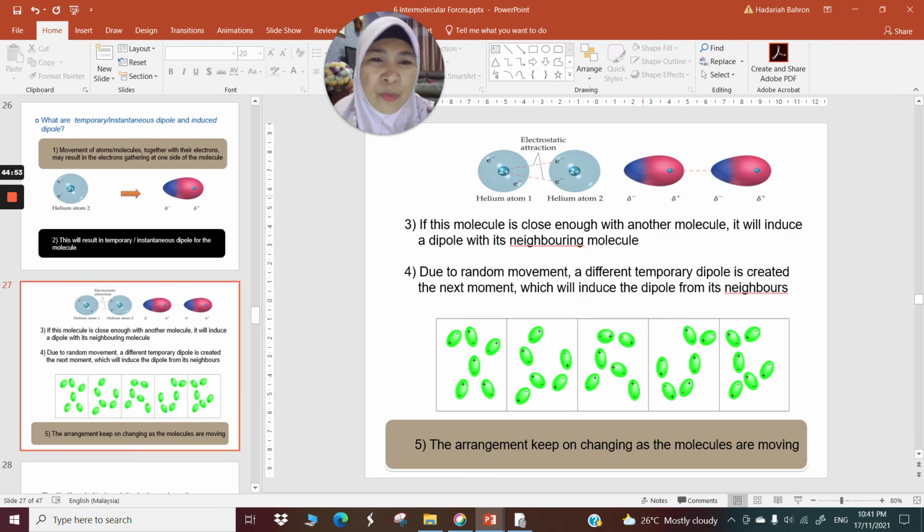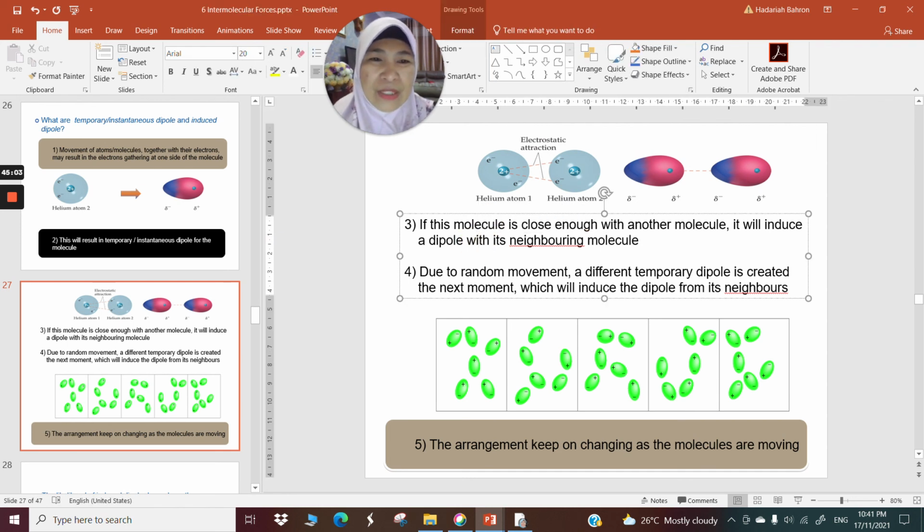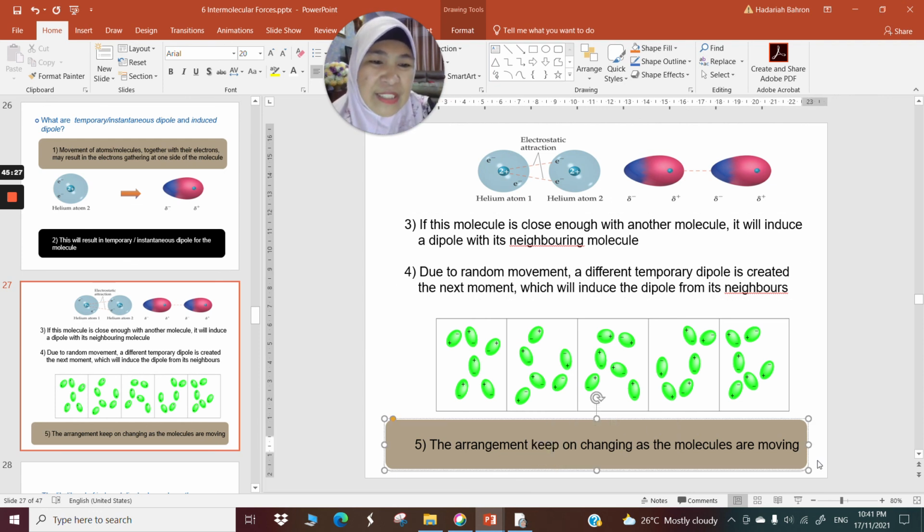And that temporary dipole moment will make the neighboring helium also have an induced dipole. This molecule is close enough with another molecule to induce a dipole in its neighboring molecule, and due to random movement, the temporary dipole is created the next moment, and then it will be gone the next moment. It is very, very transient, on and off. You see it and you don't. That's why it is very weak. The arrangement keeps on changing as the molecules keep on moving.